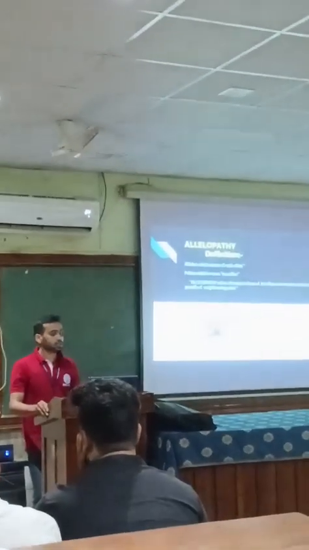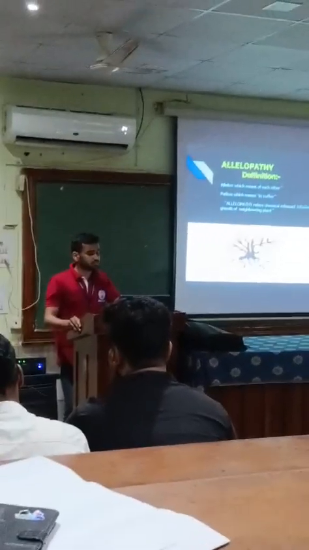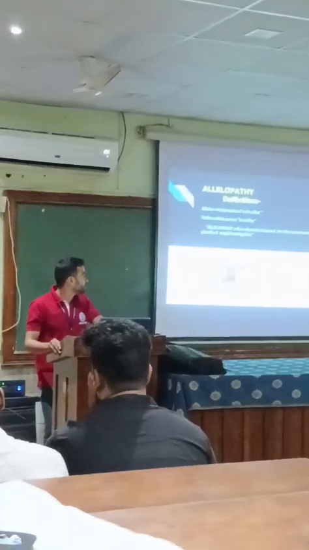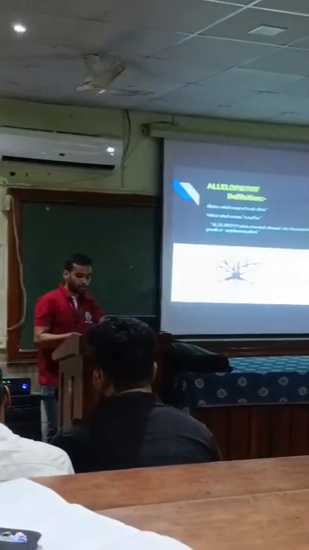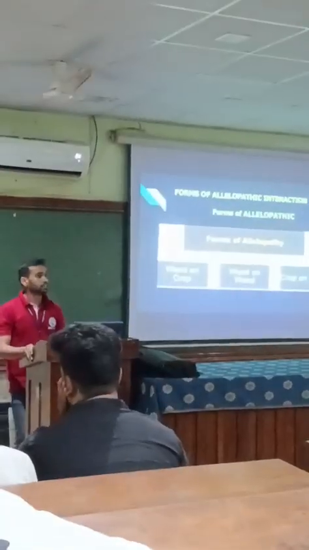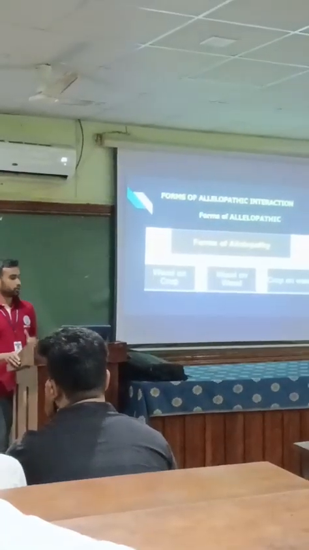Allelon means each other and pathos means to suffer. So allelopathy refers to the chemicals released to the environment which affect the growth and development of living plants. And these are the forms of allelopathic interaction. There are various forms of allelopathic interaction, like weed on crop, crop on weed.